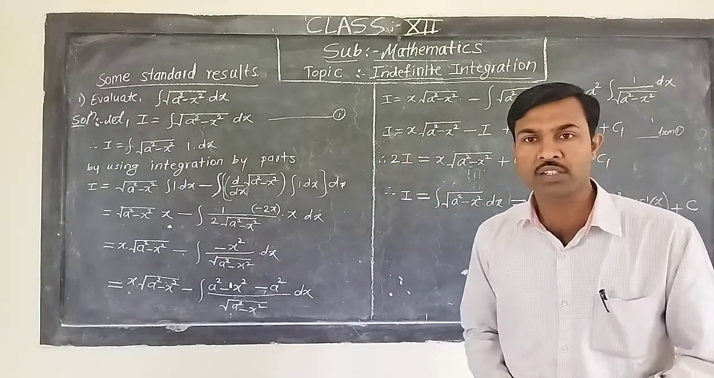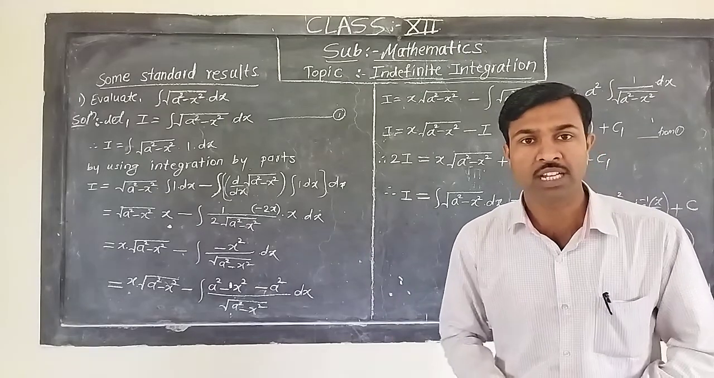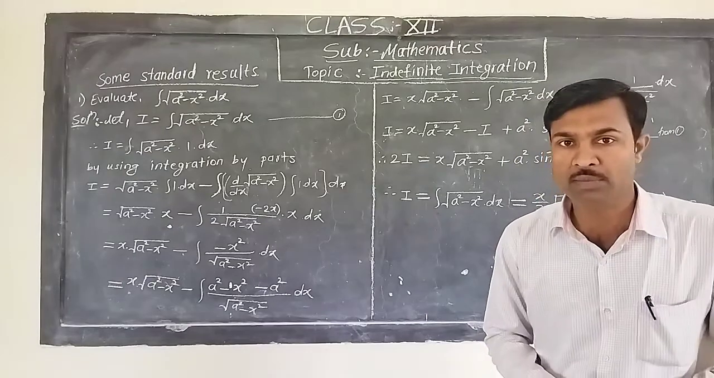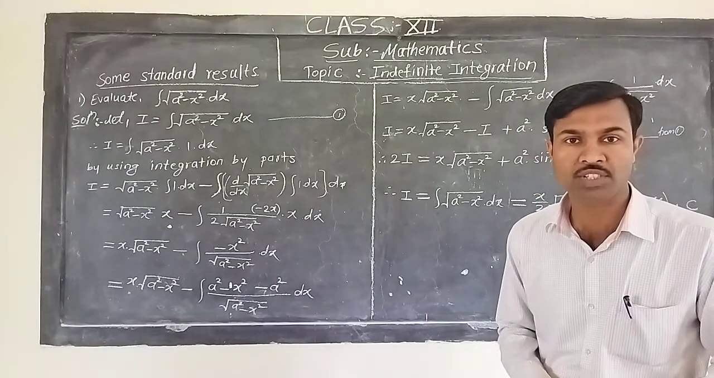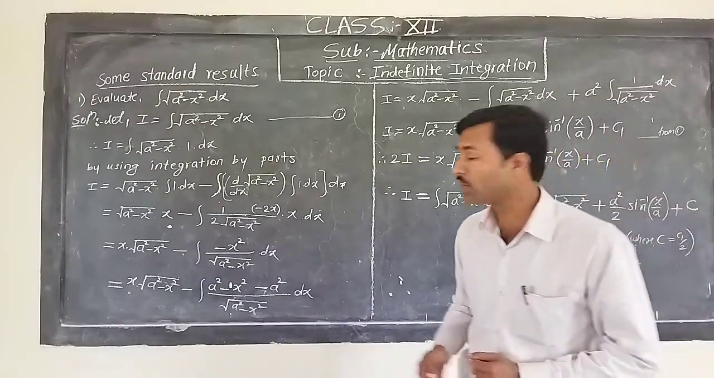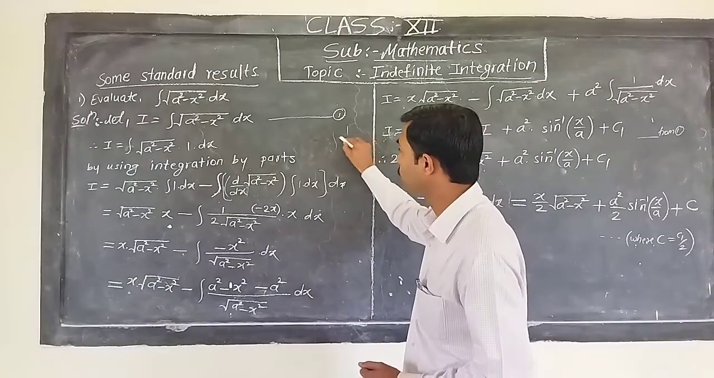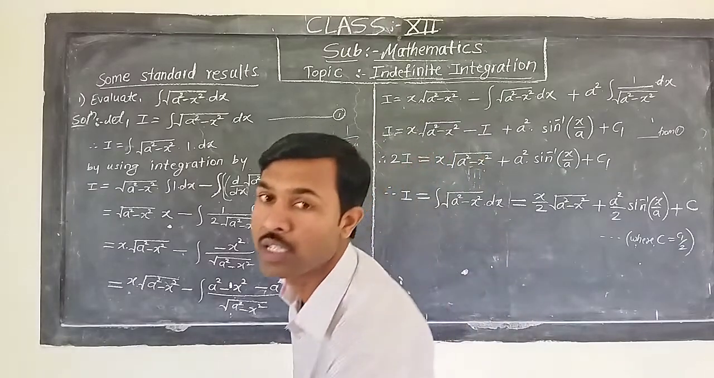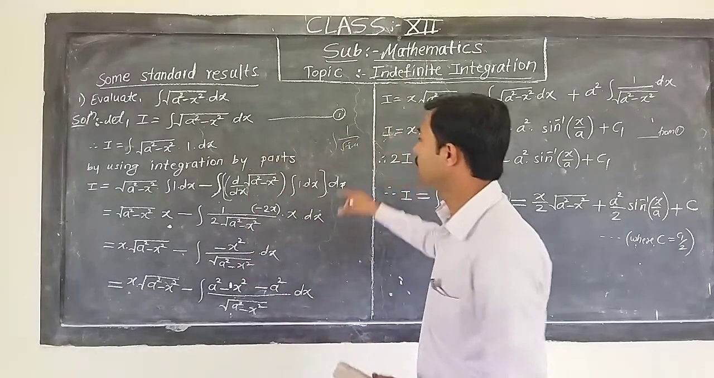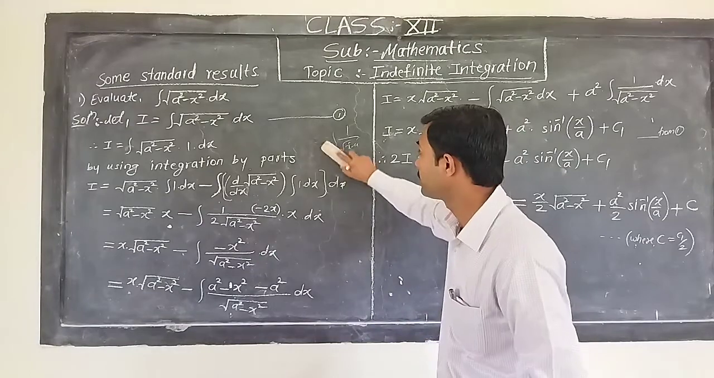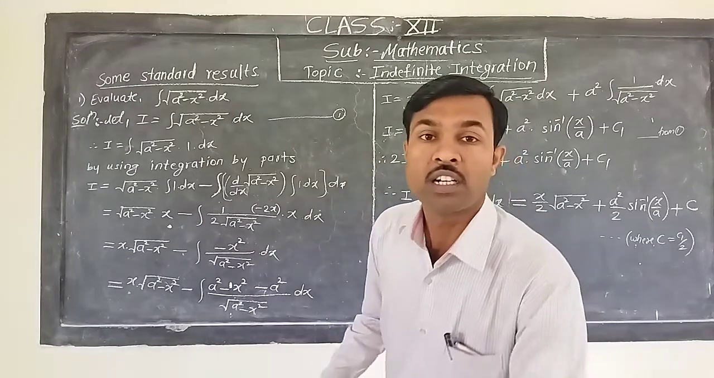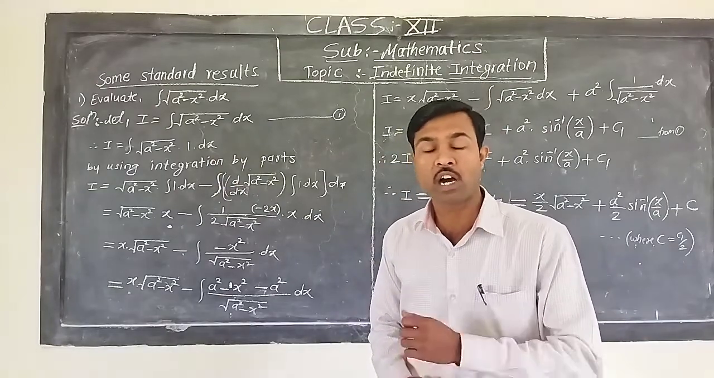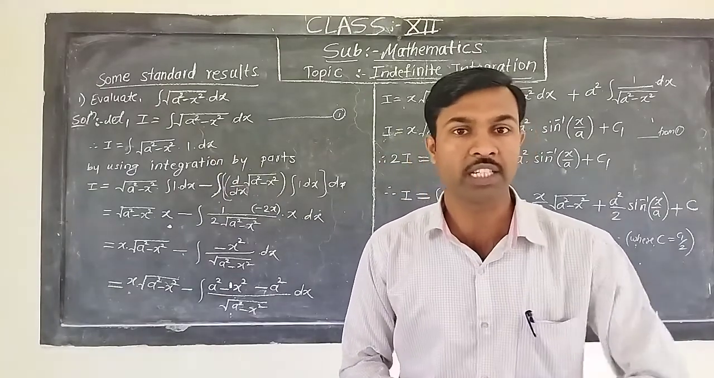Now if you observe, there is only one function, that is under root of a square minus x square. So how can we solve this problem? We do not have any formula for such a type of integration. We have formulas for integrals which include 1 upon under root of a square minus x square, and 1 upon under root of a square plus x square. But there, under root of a square minus x square is in the denominator, while in this question it is in the numerator. How can we integrate such integrals?